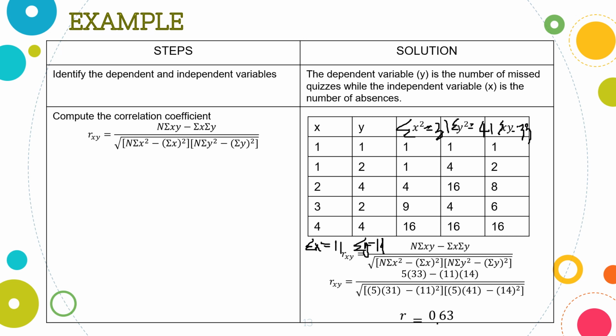So, the correlation of the variables xy is equal to 5 times 33 minus 11 times 14 all over the square root of 5 times 31 minus 11 squared times 5 times 41 minus 14 squared. That will give us approximately 0.63. So, our value of R is 0.63. Okay? Nakuha na natin yung value ng R natin.